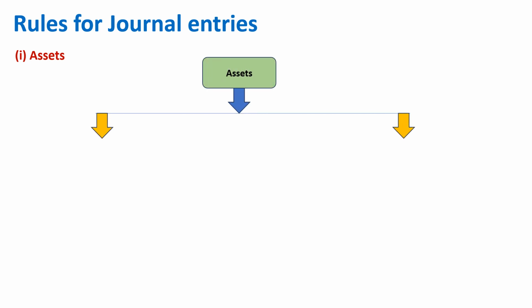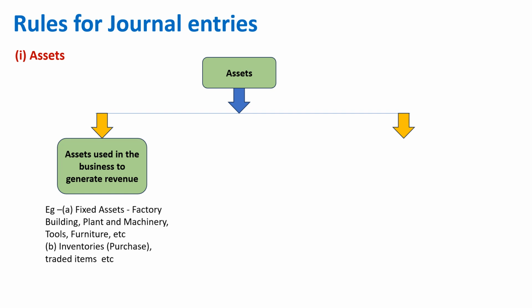To simplify, I have defined two categories. The first one is assets used in the business to generate revenue. For example, your fixed assets: factory building, plant and machinery, tools, furniture. All these are investments made by the company so that they use these assets and generate revenue in future.